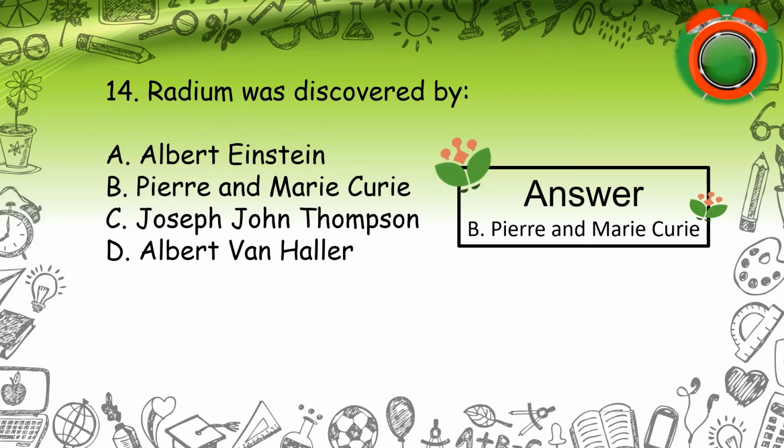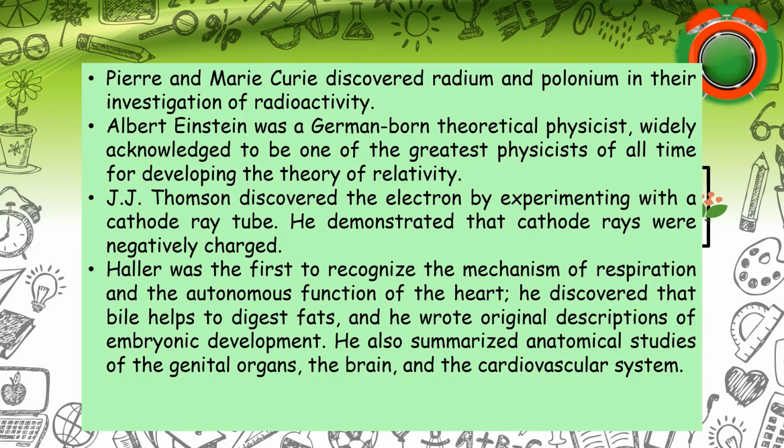Pierre and Marie Curie. So Pierre and Marie Curie discovered radium and also polonium in their investigation of radioactivity. Albert Einstein was a German-born theoretical physicist, and he is known for his contribution by developing the theory of relativity. J.J. Thomson discovered the electron by experimenting with a cathode ray tube.